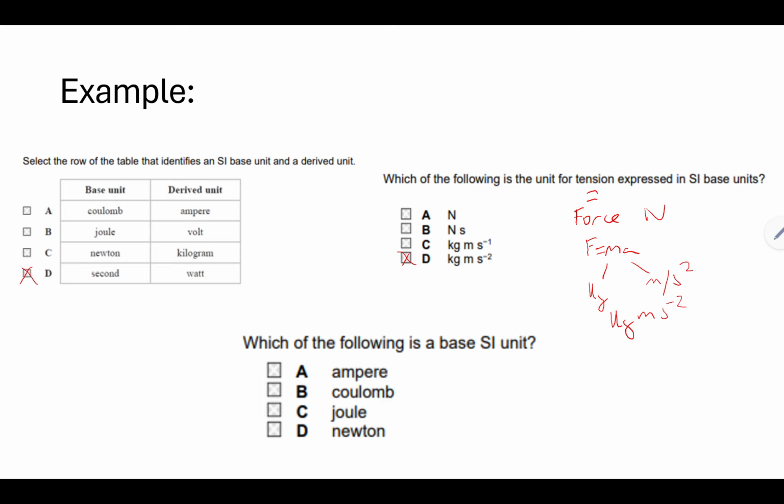So the last question is, which of the following is an SI base unit? And so we're going to go in order. So A, it says ampere, and from the previous slide, we know that automatically ampere is going to be an SI base unit. So we know it's correct. And there's no need to go over the rest because it was in the first question.